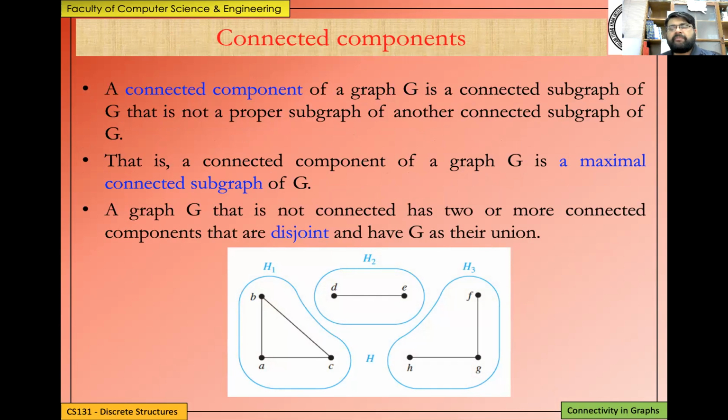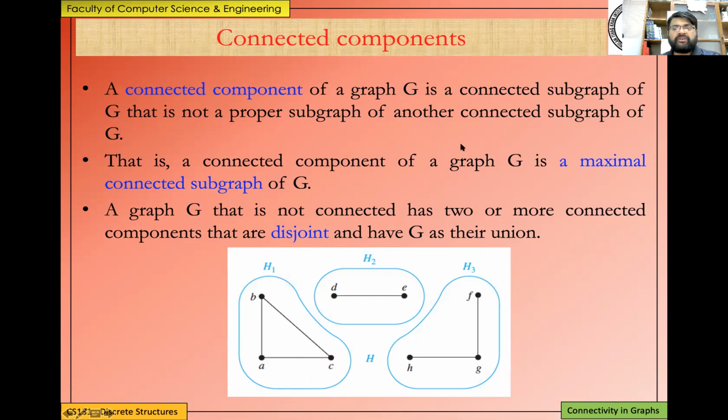A connected component of a graph G is a connected subgraph of G that is not a proper subgraph of another connected subgraph of G. For example, what I mean by not a proper subgraph is that B, A, C is one connected component. However, B and A alone is not a connected component because it is a subcomponent of another subcomponent of the whole graph. And hence A and B is not a connected component. However, A, B, C is for sure a connected component, which we call here H1.